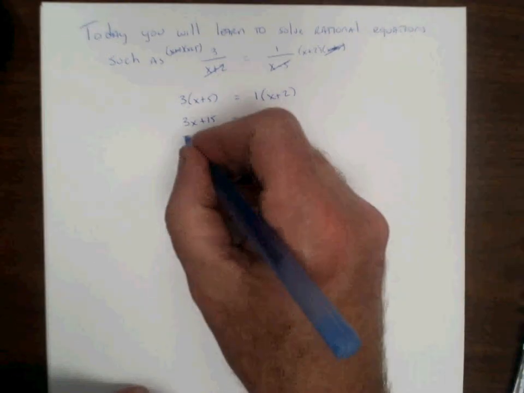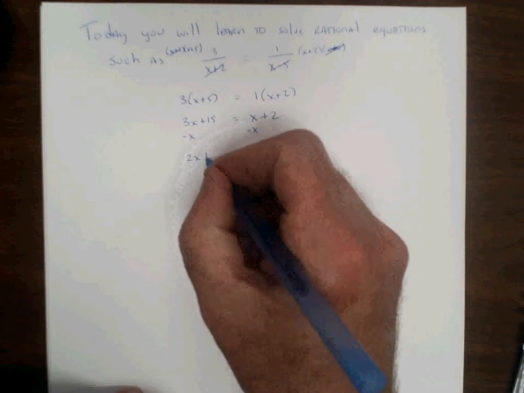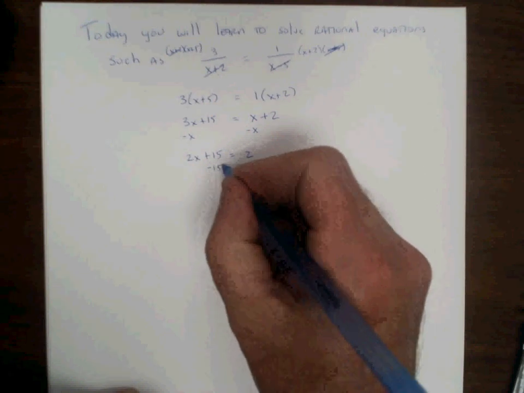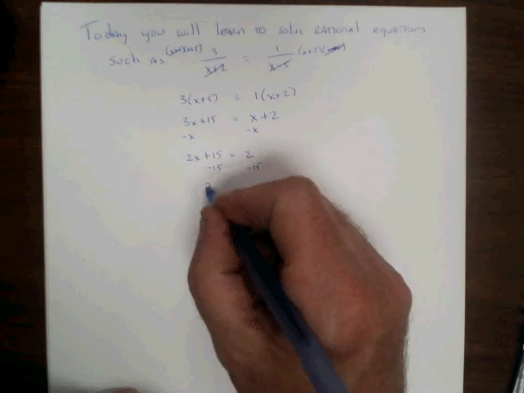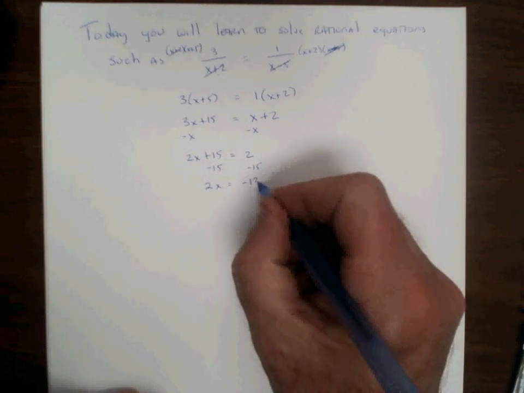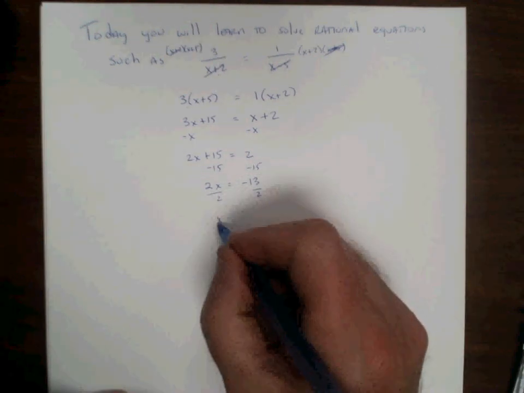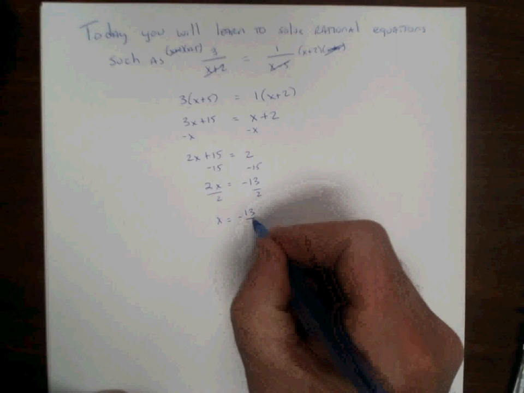And now we have a simple linear equation to solve. We subtract x from both sides and get 2x plus 15 equals 2. Then we subtract 15 from both sides and get 2x equals negative 13. And we divide both sides by 2. We get x equals negative 13 halves.